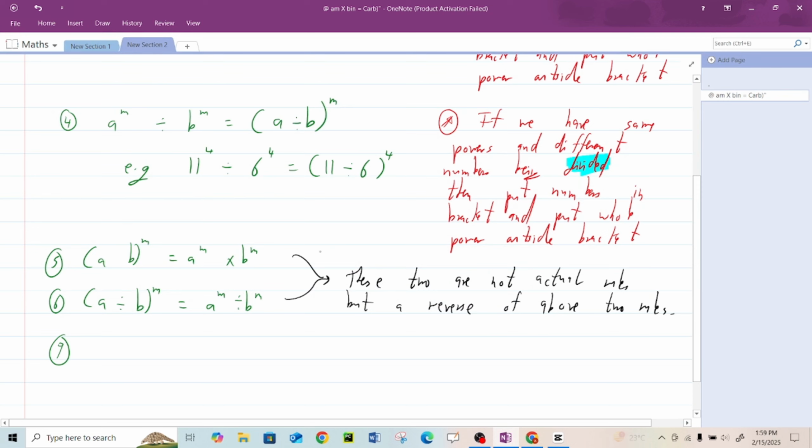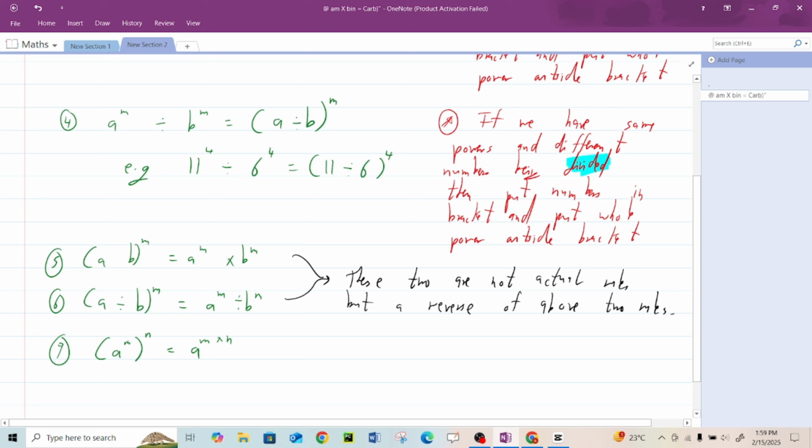Okay, now rule number 7 is going to be a bit different, but don't worry, we just have a few more rules left, then we can finish this. Rule 7: if I have, let's say, a inside a bracket with the power m, and outside the bracket I have another power n, what does that become? a to the m plus n? No. Minus n? No. Multiplied by n.